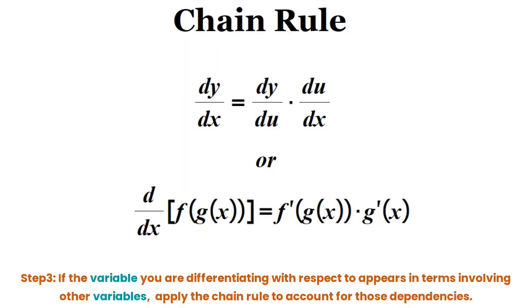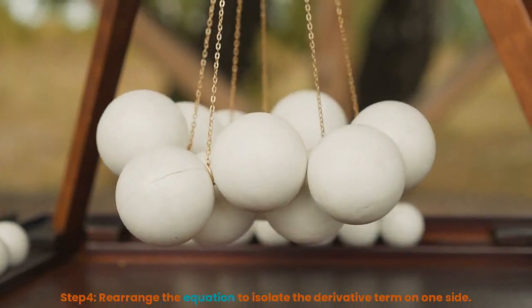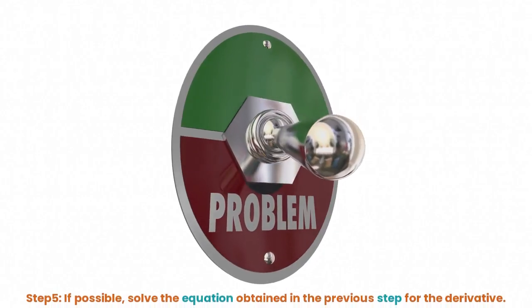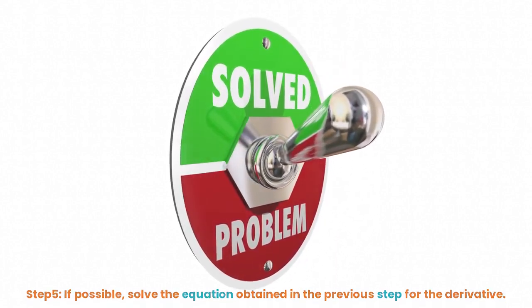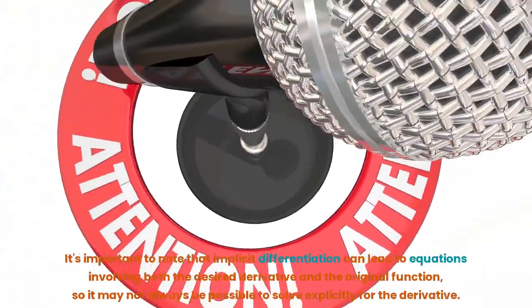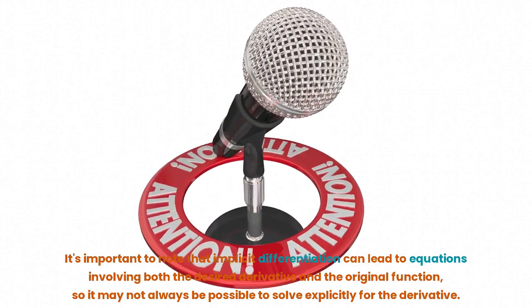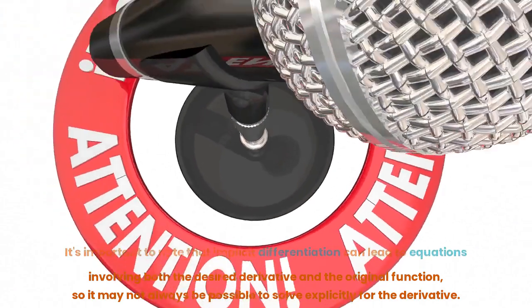Step 3. If the variable you are differentiating with respect to appears in terms involving other variables, apply the chain rule to account for those dependencies. Step 4. Rearrange the equation to isolate the derivative term on one side. Step 5. If possible, solve the equation obtained in the previous step for the derivative. It's important to note that implicit differentiation can lead to equations involving both the desired derivative and the original function, so it may not always be possible to solve explicitly for the derivative.